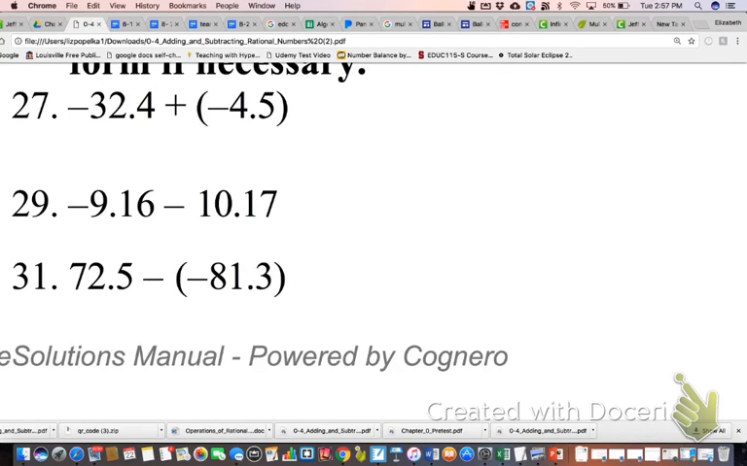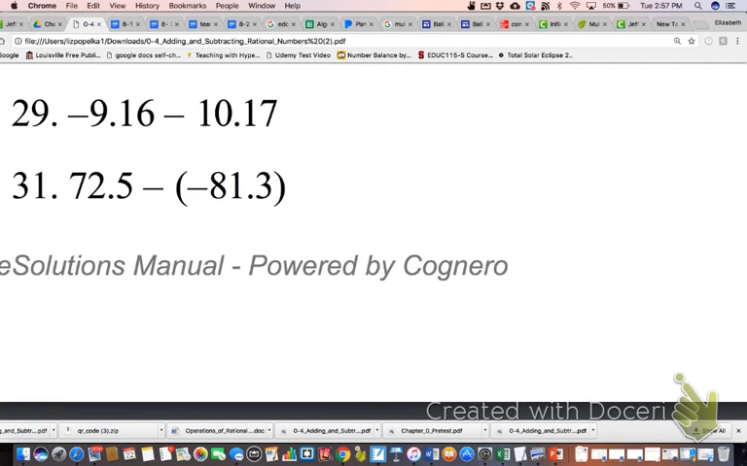Okay, now with number 31, pay close attention to the fact that you have a negative and a subtraction symbol right here back to back. So remember that this really means that you're taking away a negative. Well, what happens when you take away a negative? It becomes a positive. So I'm actually just going to go ahead and rewrite this problem to reflect the fact that minus a negative 81.3 is really the same thing as adding a positive 81.3.